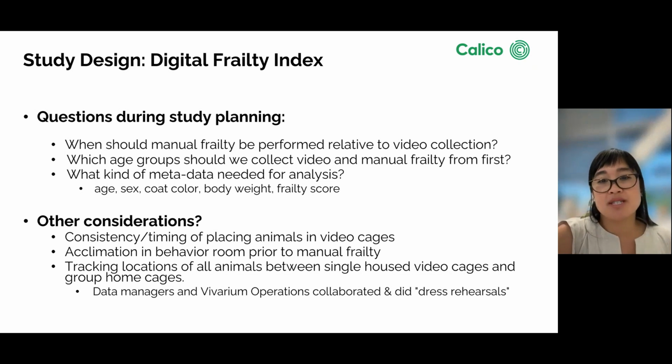And then lastly, this is where the data managers and the vivarium operations and animal technicians really worked hand in hand, is how do we track the location of all the animals with their identifiers in their cages? We were actually moving animals between single housing to group housing for our female cohorts. And so before we did the real study, we actually did dress rehearsals within the vivarium to make sure that animals were being moved and tracked appropriately. Because if you put the wrong animal in the wrong cage, you're essentially collecting data from the wrong animal. And so we found it very critical for us to be able to do this without making any mistakes.